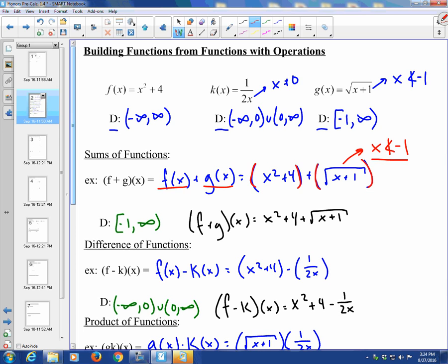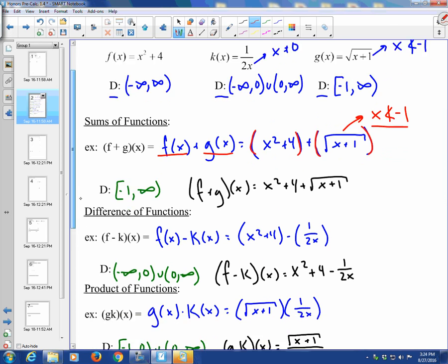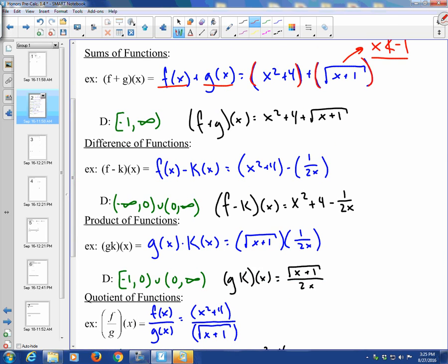So right here, with our one restriction of x not being less than negative 1, we can say our domain is from and including negative 1 to positive infinity. And then simplifying this is basically just going to be taking down the parentheses. So not a whole lot of work to simplify either. So right here we've got f plus g of x is x squared plus 4 plus the square root of x plus 1.